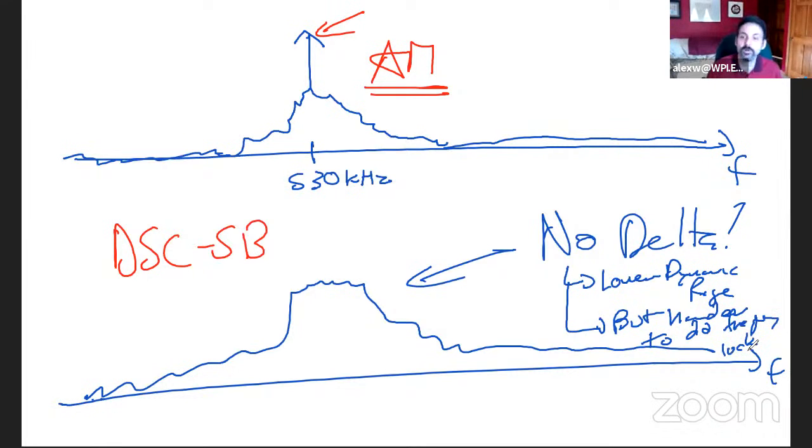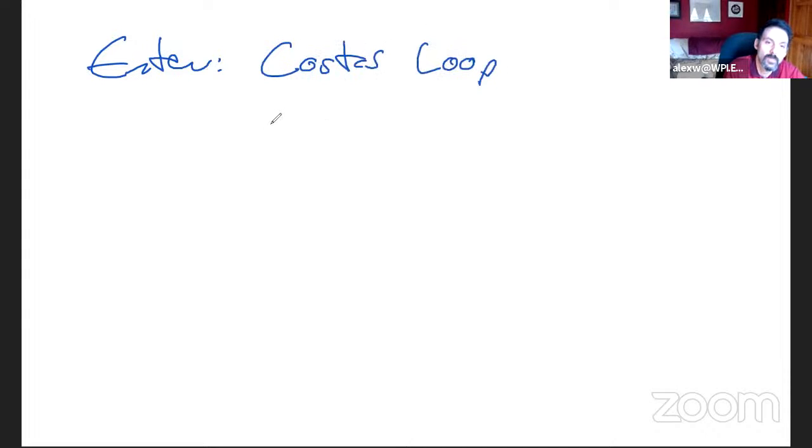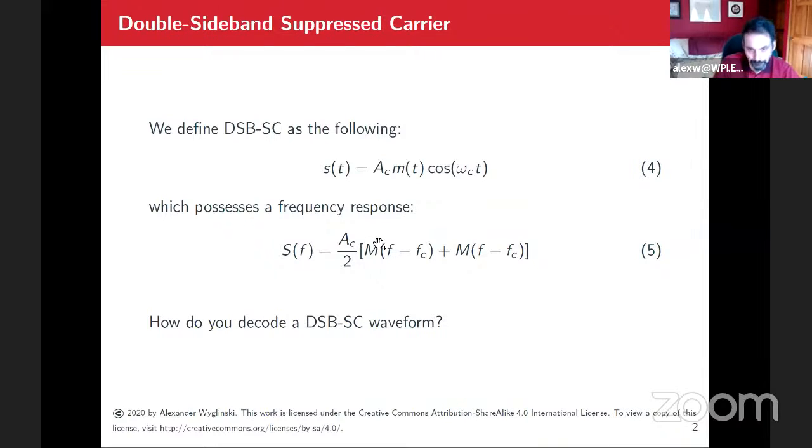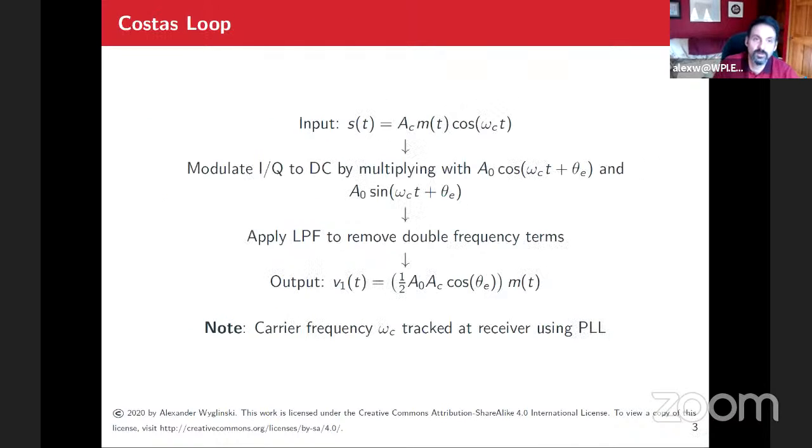Okay, so that's where the Costas loop and the squaring loop come in. So enter Costas loop and the squaring loop. So general expression. Here's your DSB-SC, right? Expressions. And now this is where we're going to talk about the decoding. So there are two ways of doing this, right?